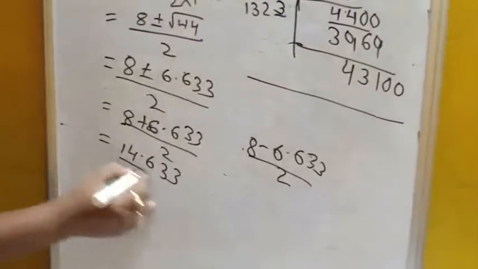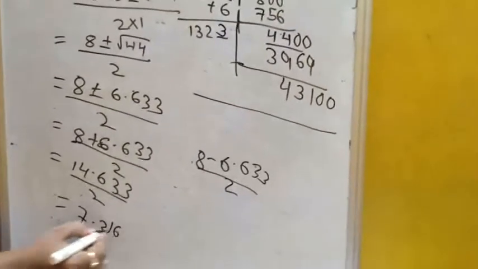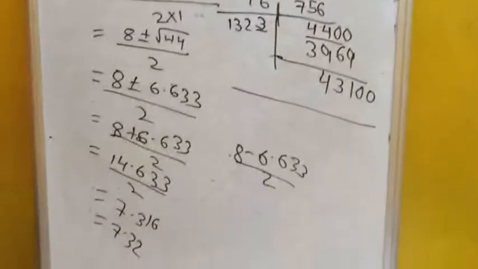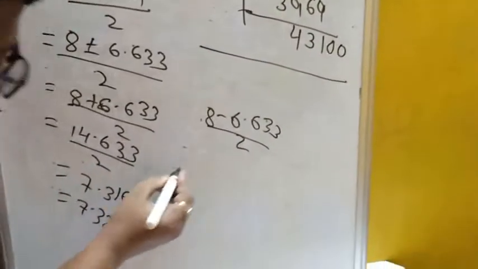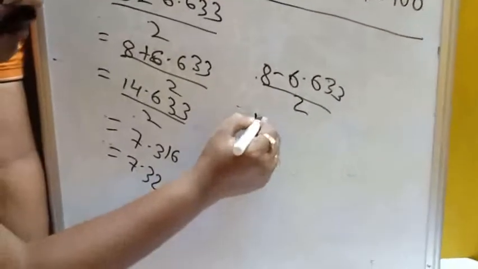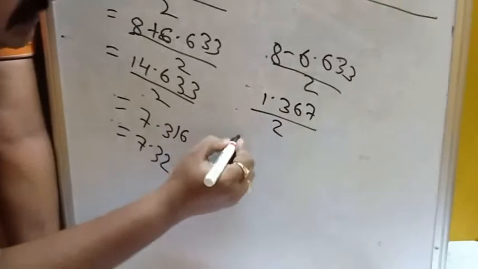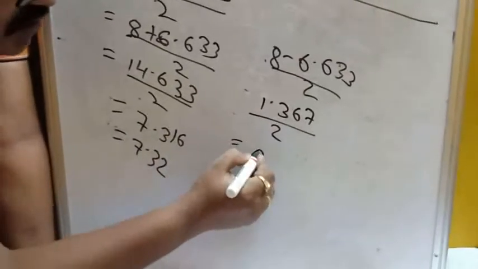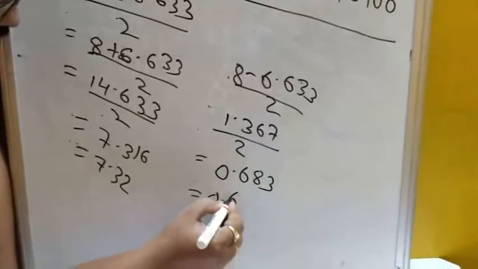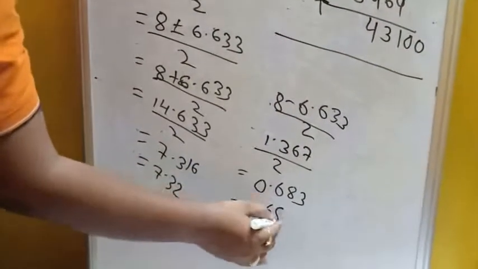14.633 divided by 2 equals 7.316, or you can write 7.32. Up to 2 decimals, I told. Like that you write 8 minus 6.633 equal to how much? You have to write 1.367 by 2. 1.367 by 2 equal to how much? 0.683, you can write 0.69. So not 69, you have to write 68 only.